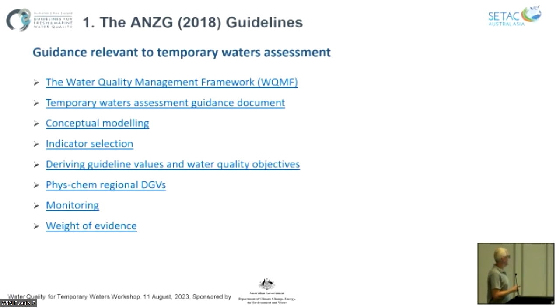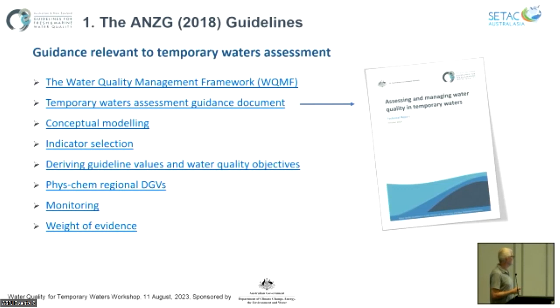So this basically just lists the locations on the ANZG website where you'll find information that has some relevance to temporary waters. I won't go through them all, but obviously there's the water quality management framework, which I'll touch on in a second. There's the temporary waters assessment guidance document, which has been mentioned already. That was published in 2020, and we'll talk about it a bit today. There's also improved regionalisation of physical and chemical stressors, regional default guideline values, which will get talked about today as well. And there's guidance on monitoring, although a lot of that has still not been updated since 2000.